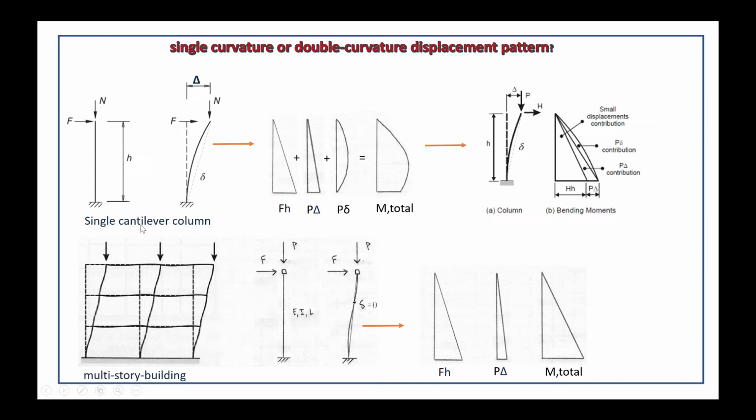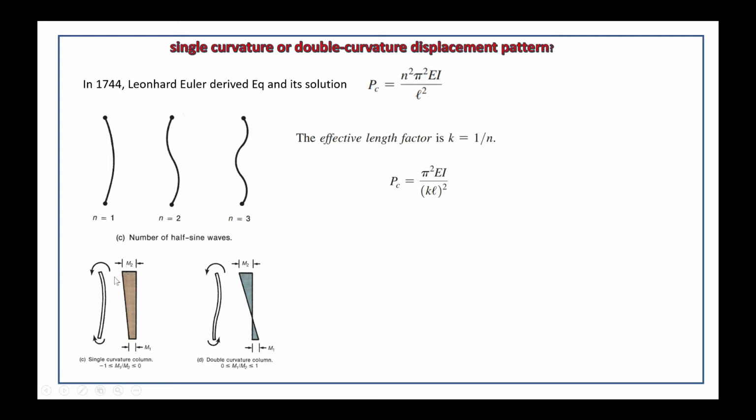And for the single cantilever column, the deformation all over is in a single curvature. You check here. This shape of deformation is single curvature, and its moment is like this one. It is also a single curvature. You can check about the moment shape, one side, and for double curvature, two sides. It has M2 and M1 on opposite sides, and for the single curvature, M1 and M2 are on the same side.